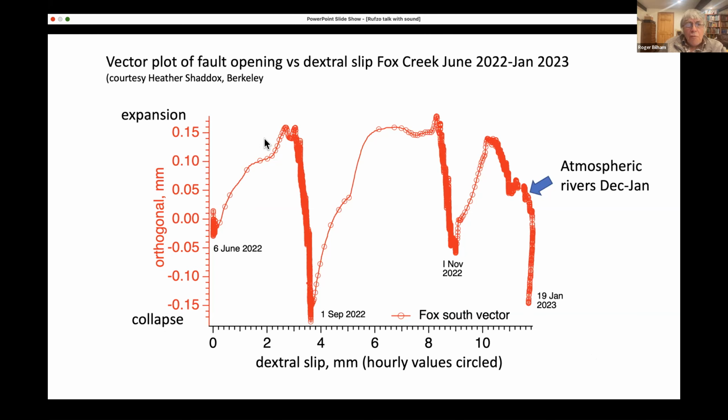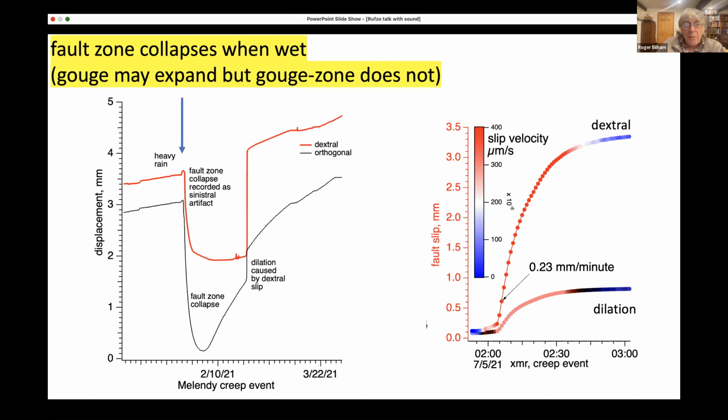So when there's a creep event, a very rapid slip of the fault opens. So the fault, as one might expect it to do, dilates when it slips. And then in the 1 or 2 months following the creep event, the fault collapses slowly back to its original level. The next creep event widens it again, and so on. And one of the interesting things that we've noticed is that when you get a lot of rain, something weird happens. You get what appears to be a sinistral slip of the fault. Well, that turns out to be easily explainable.